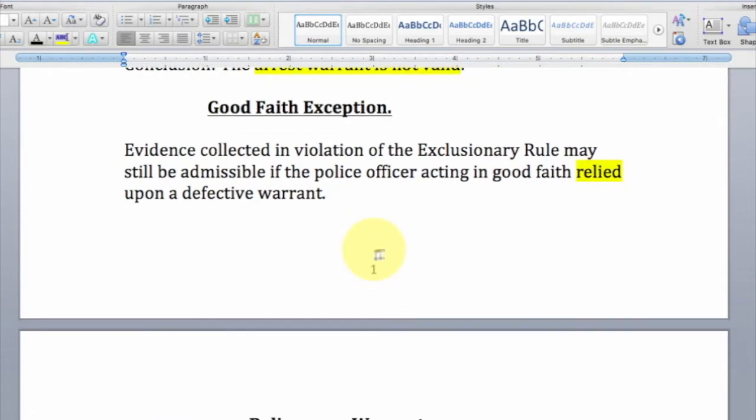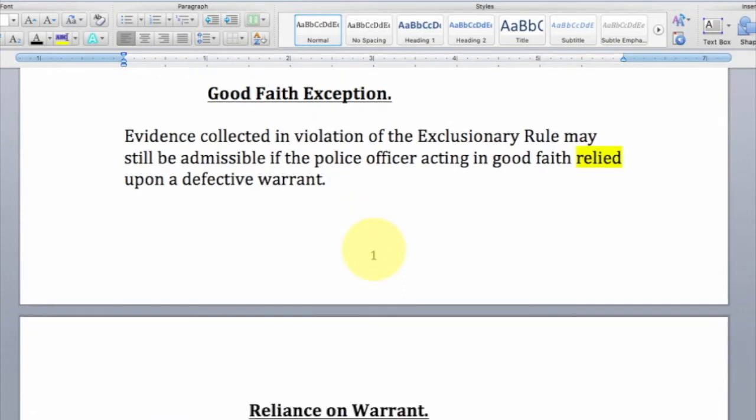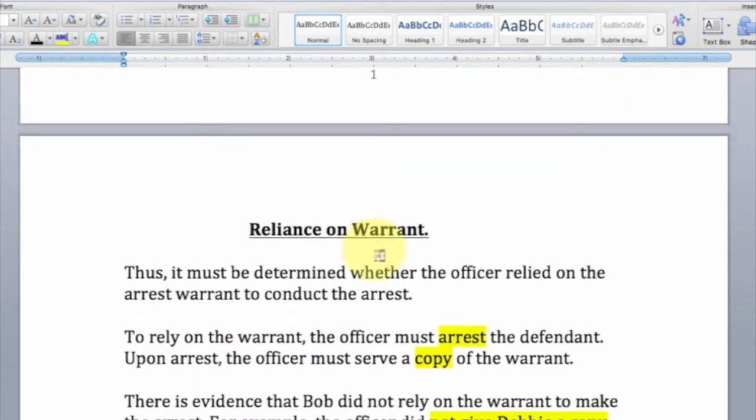But that does not end the discussion. We have the good faith exception. And what does that say? That says that the exclusionary rule may still not hinder police from introducing evidence when the officer relied in good faith upon a defective warrant. So what I want to know is this. I want to know if the police did indeed rely on a warrant.